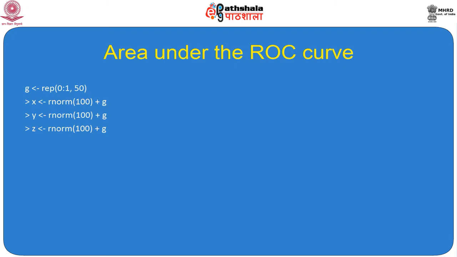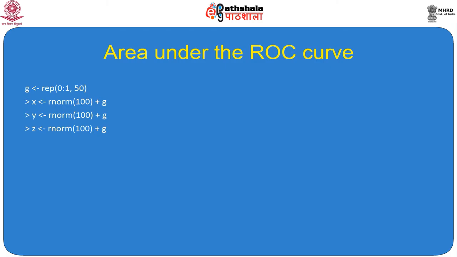The larger the area under the ROC curve, the better the diagnostic tool can be inferred to be. Here also, for illustration purposes, we are generating data. X is generated from a normal distribution as rnorm(100) plus g, where g is taken as replicates of 1 to 50, and y is again considered from rnorm(100) plus g, and z is again obtained from the normal distribution.